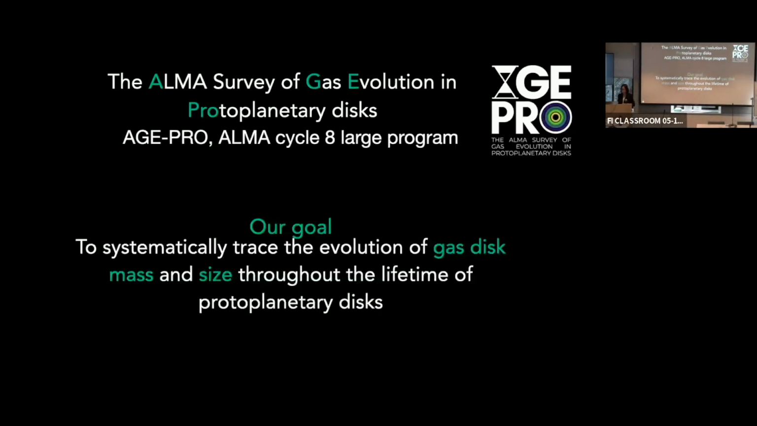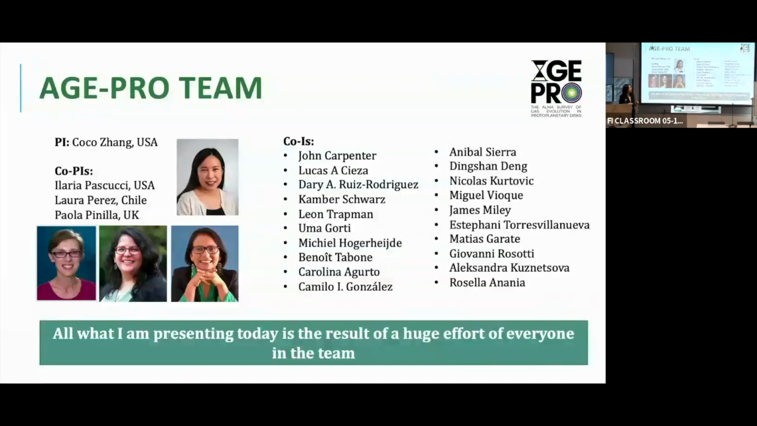That's what we're trying to do with the AGE-PRO program. This is called the ALMA survey of gas evolution in protoplanetary disks. Our goal is to systematically trace the evolution of gas disk mass and size across the lifetime of protoplanetary disks. This is the first systematic program trying to collect a significant sample of disk mass and size information across different ages and compare with evolution mechanisms. So this is our team. It's really international, and all the work I present today is a huge effort from the whole team, particularly from the postdocs and the graduate students who really did the heavy lifting. All of the data have been taken, and we have all the papers written up now. Those are in the revision stage, and hopefully will be coming out in a month or two.